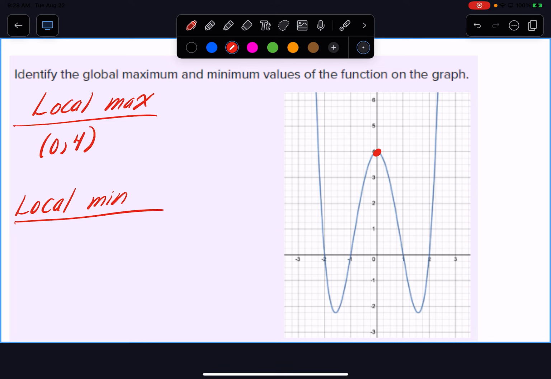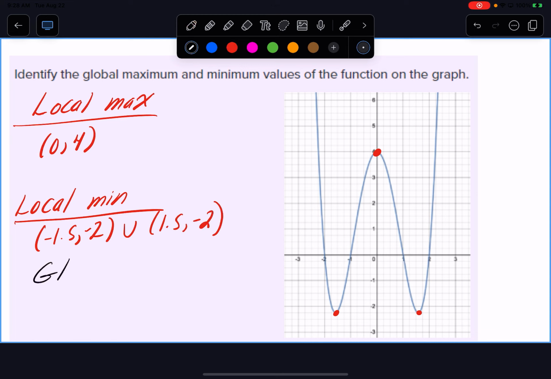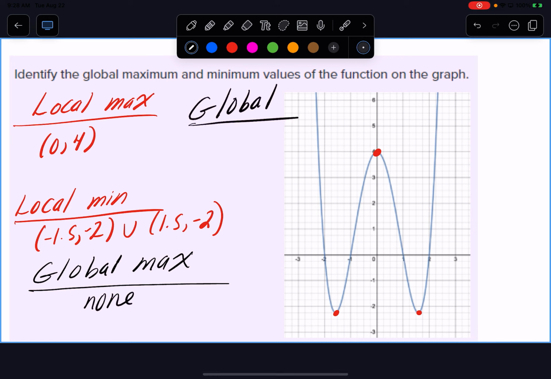Are there 2 local mins? Yep, there can be 2 local mins. So in this case, we would say (-1.5, -2). And also, union just means also, (1.5, -2) or so. Now, when they ask for global, you look overall. Global max: where's the highest point here? Infinity, so none. Then global min, they write just the Y value. So where is it at? The lowest value, period, end of story. Y equals -2. Everybody see how that's working?